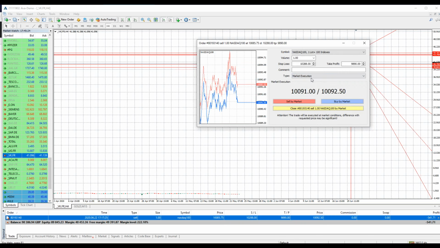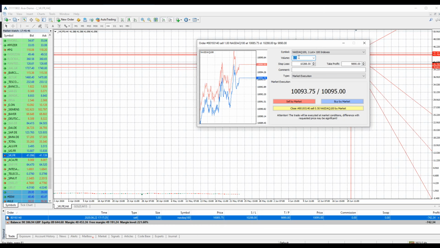Now you see I have three options: sell, buy, or close. Okay, and it has the order number here, and it tells you how much you're closing. Well, what if I don't want to close one full lot? Let's say I want to close half of it. Okay, 0.5. So I'm telling it how much to close. Now you see it tells you right here, you're about to close 0.5.